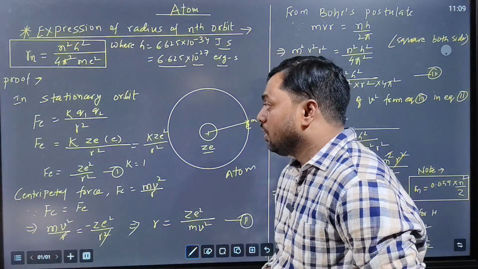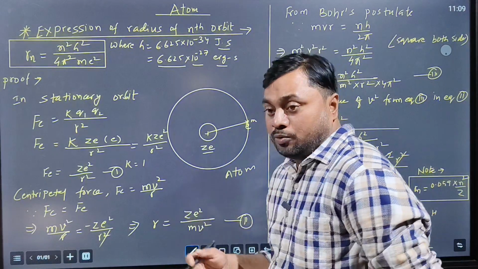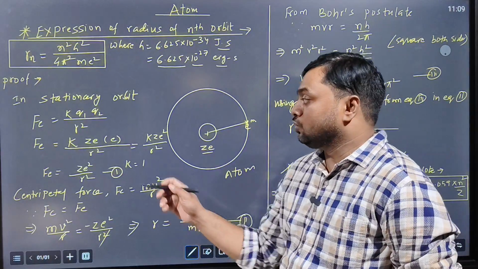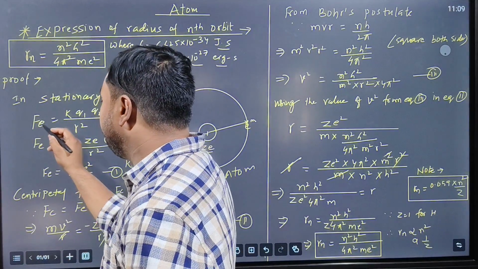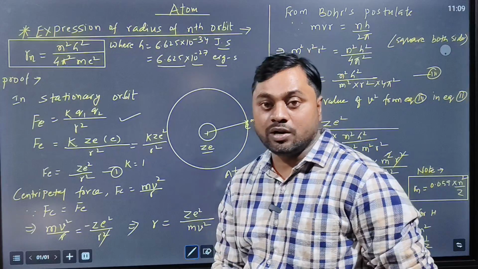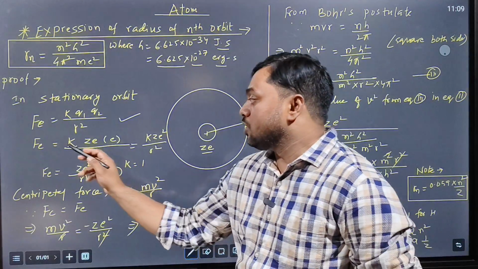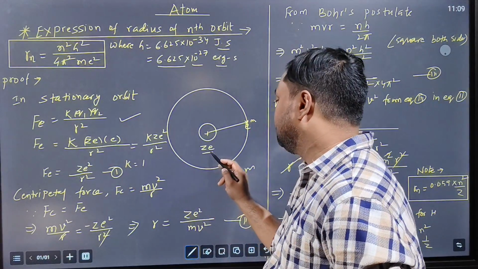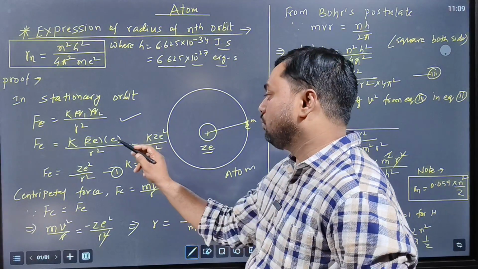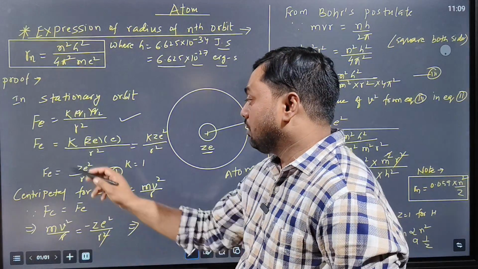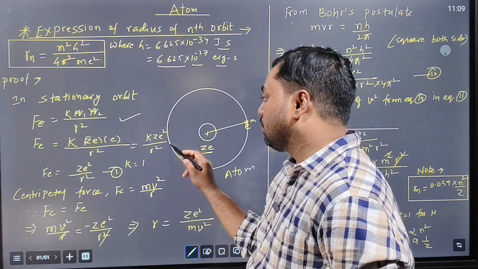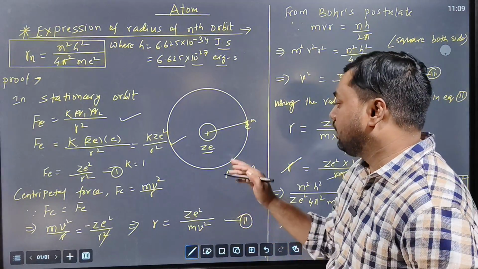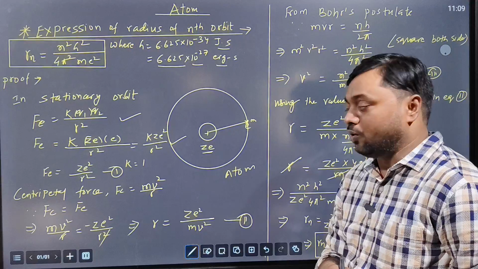The mass of electron, let's say, is small m. Now, as we know from Coulomb's law, there will be a force of attraction between these two charges. So what is the electrostatic force of attraction? Fe we can write as K Q1 Q2 by r square. Is it clear? So Fe is equal to K, Q1 is nothing but the Ze, and Q2 is the charge of electron e, divided by r square. So Fe is equal to K Ze square by r square. This is the electrostatic force of attraction between the nucleus and the electron.